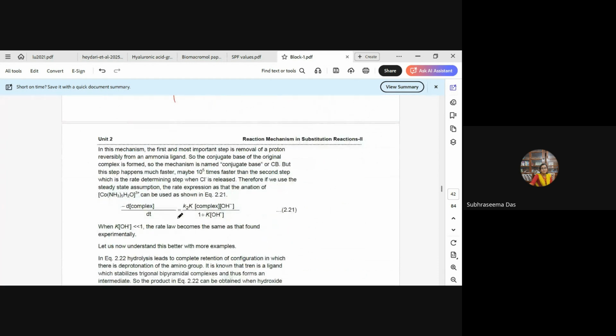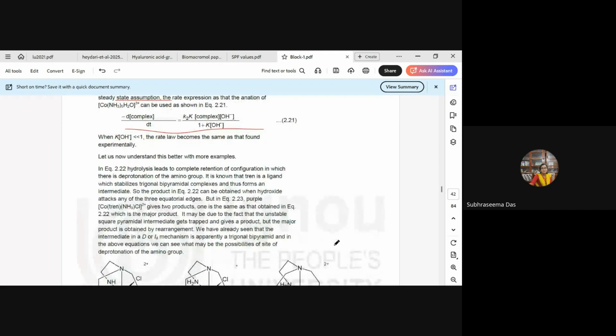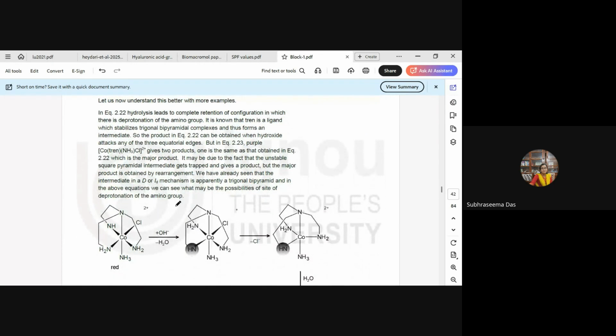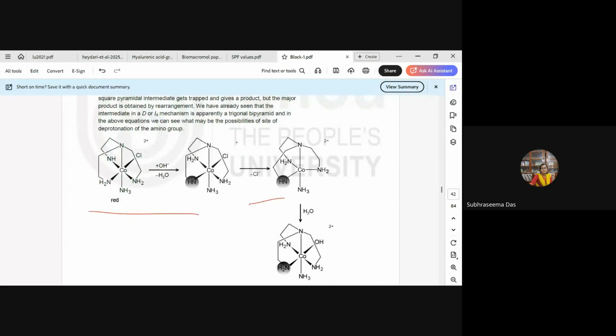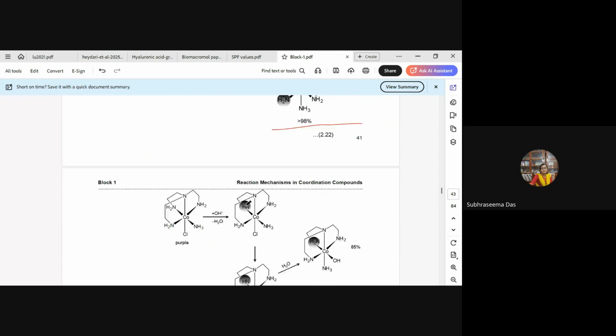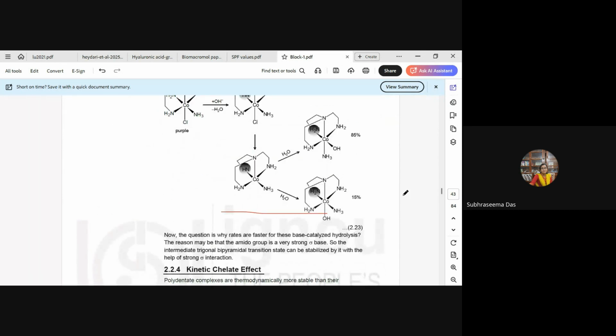In this mechanism, the first and most important step is the reversible removal of a proton from an ammonia ligand. So the conjugate base of the original complex is formed. So the mechanism is named conjugate base or CB. This step happens much faster, and then comes the second step. Therefore we use the steady state approximation and the rate has been found to be this. Other examples have been explained with this type of reactions. These are some of the common examples which explain the CB mechanism.